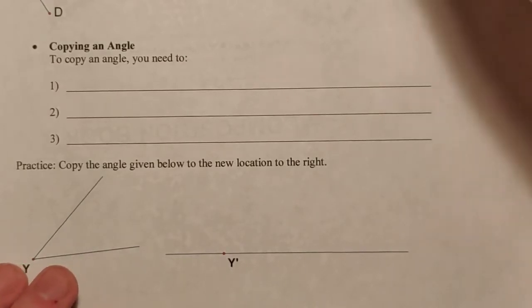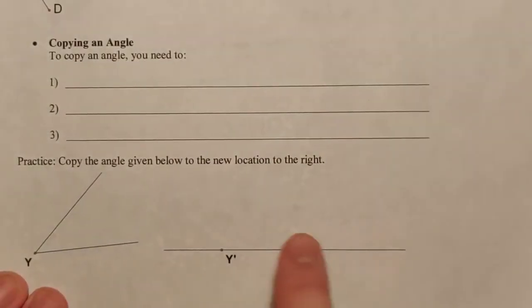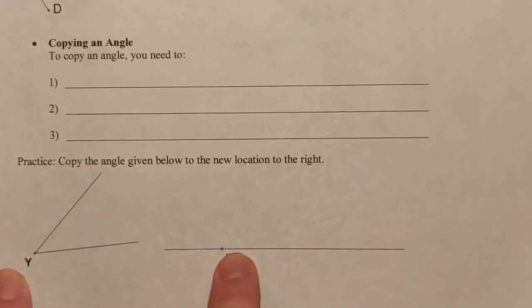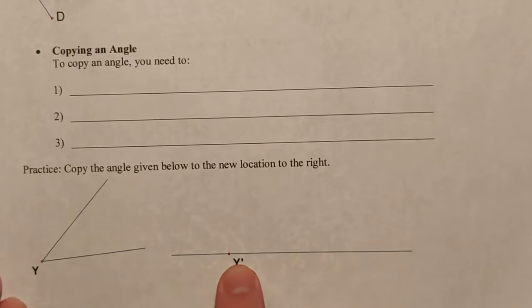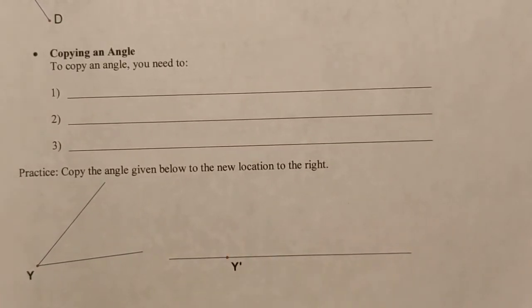So we're not exactly sure how to do this here. How am I going to take this angle and move it over here? I know y has to match up with y prime. That's the idea here. This vertex here has to match up with this vertex over here, but we're not exactly sure how to do that.